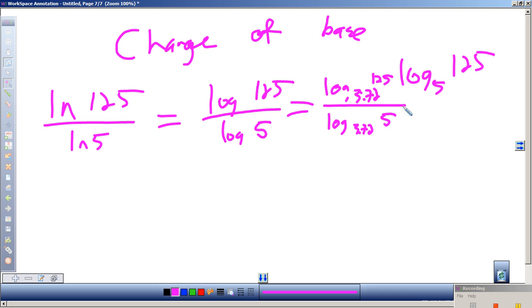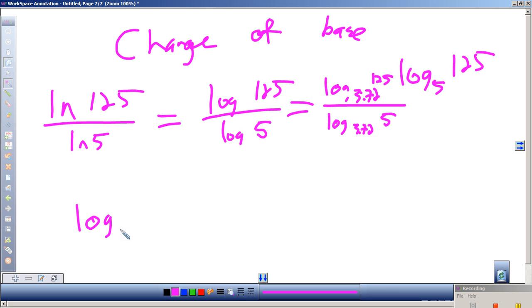I'm just showing you, it doesn't matter what base we're using. That's why I put 3.72. You can use any base you want. As long as you have the same base top and bottom, you can simplify any other logarithm.